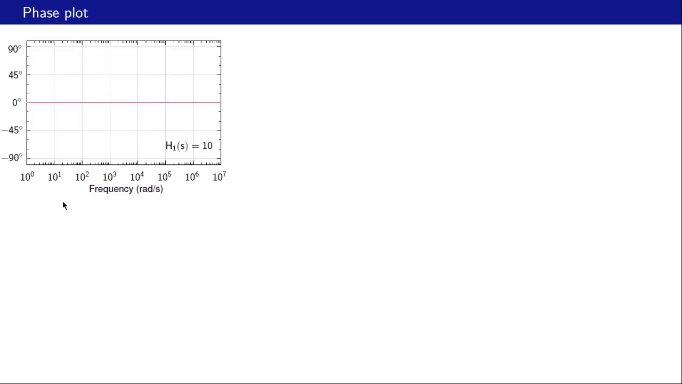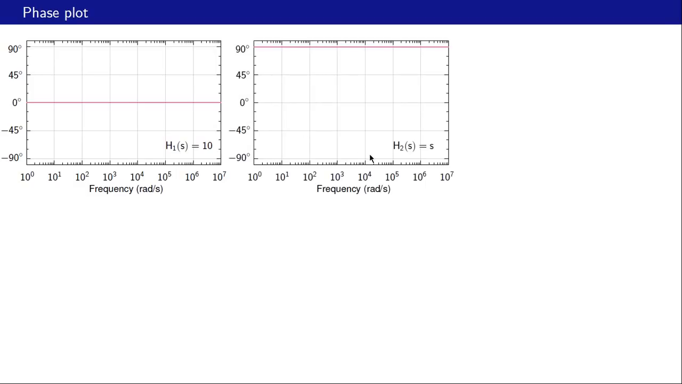Let us now look at the phase Bode plot, and we start with H1, which is equal to 10. This is a real positive number, so the phase is 0 degrees irrespective of omega. Alright, next function is H2, and that is equal to s, and as we have seen before, the phase of H2 is pi by 2 because s is equal to j omega, and that again is independent of the frequency, so that is 90 degrees for all frequencies.